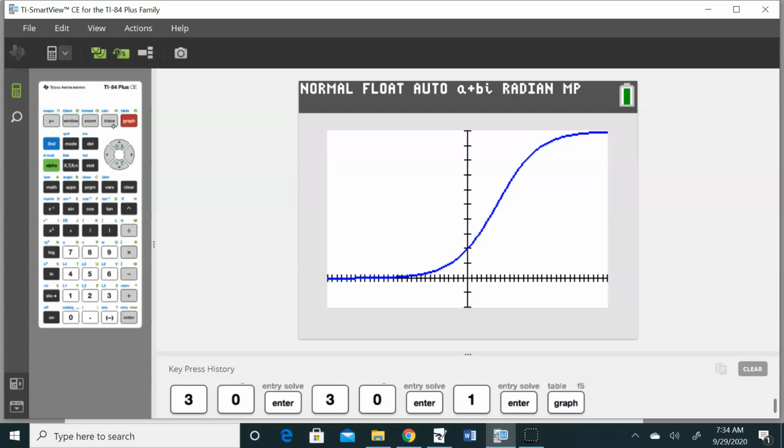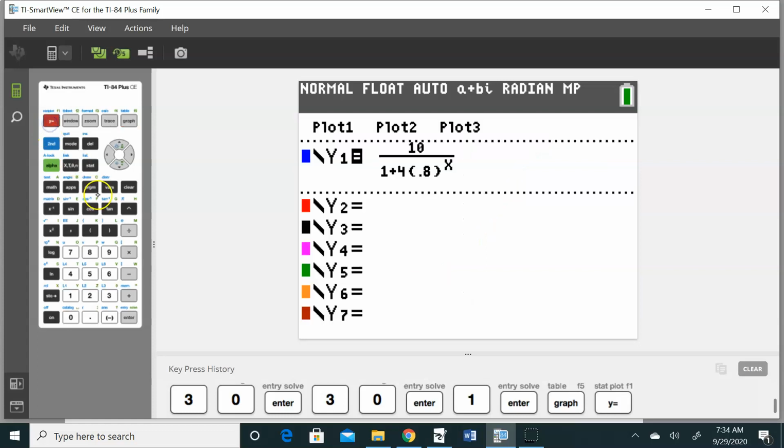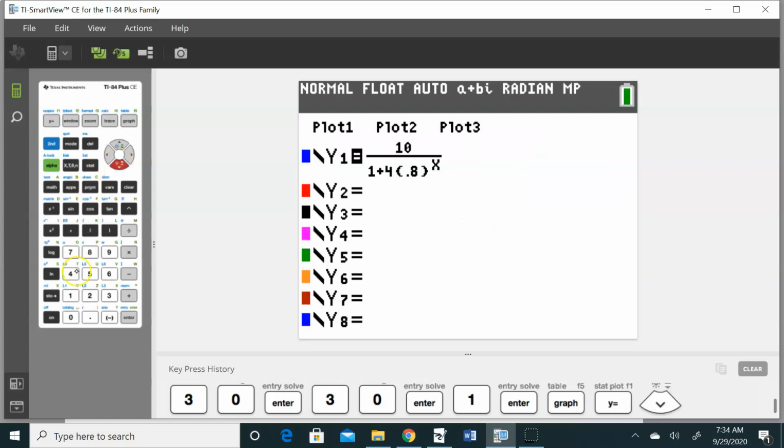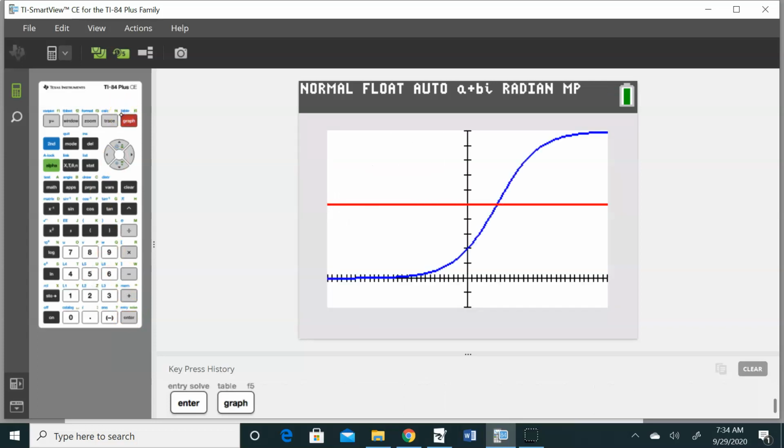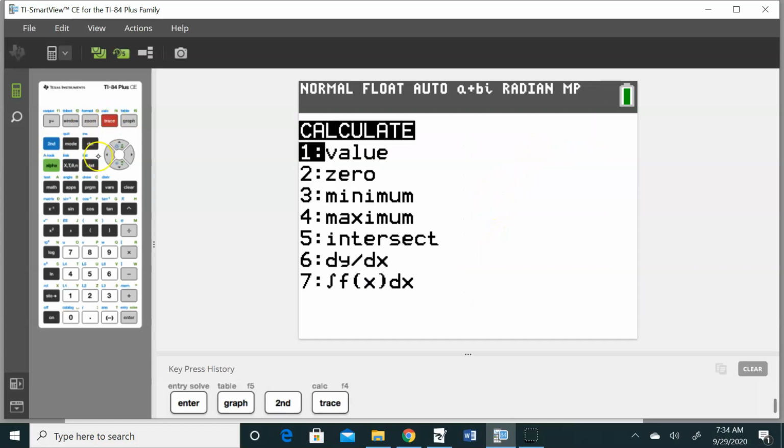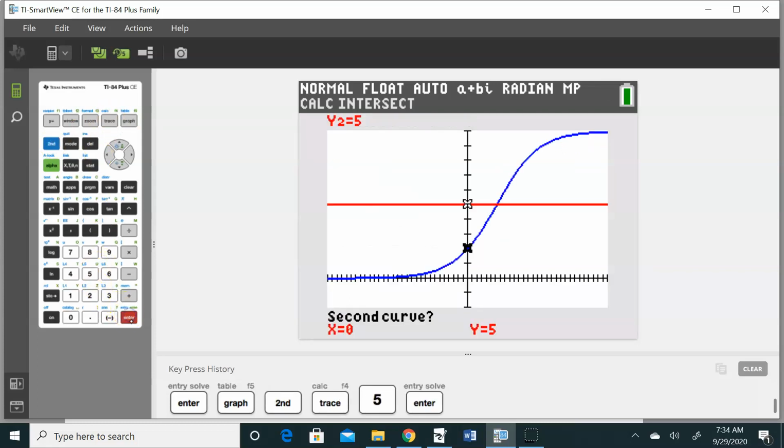Now I want to find the inflection point. Well, I know the y value of the inflection point is equal to half the max. That max was 10, so half is 5. I graph that and can find the intersection. So right here is the inflection point. As you can see, it's concave up, inflection point, concave down. Second trace, number 5, enter, enter, enter. And I get an inflection point when y equals 5 of about 6.2.